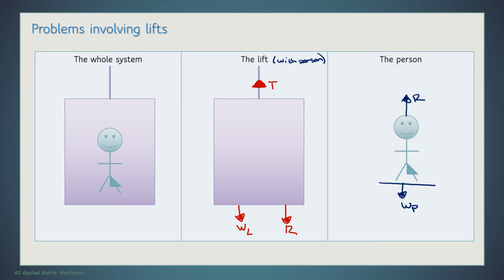The way to think about this is if the lift is stationary, R over here, if I was doing F equals ma, so if we've got acceleration equal to 0, then R would be equal to WP. So when that person climbs into the lift, R is equal to the weight of the person.